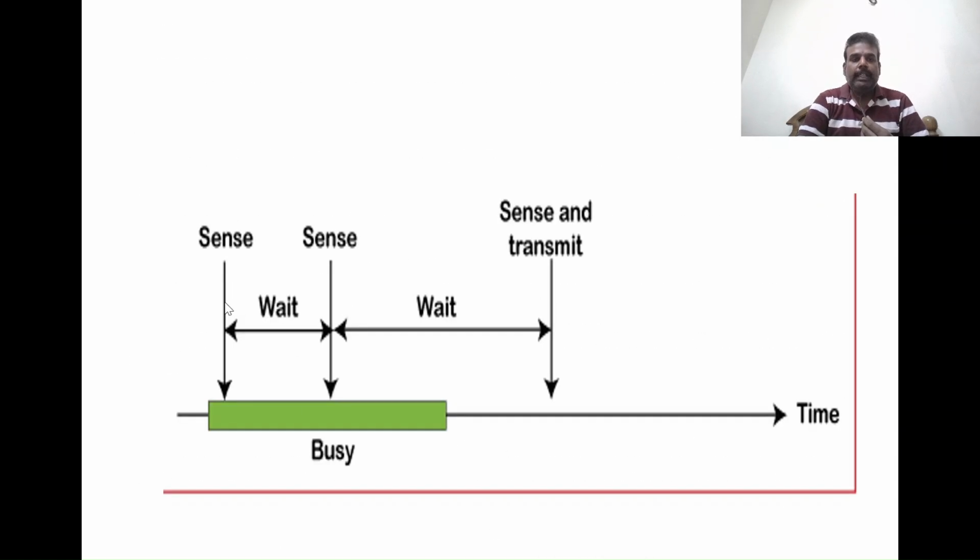I'm not going to sense the channel continuously. I will sense one time. If it is busy, I will wait for some time. After a few seconds, I will sense again. If it is busy, I will wait for some time. And whenever I sense that it is free, I'm able to transmit my data. I'm not going to sense continuously; I'm going to have some time period.